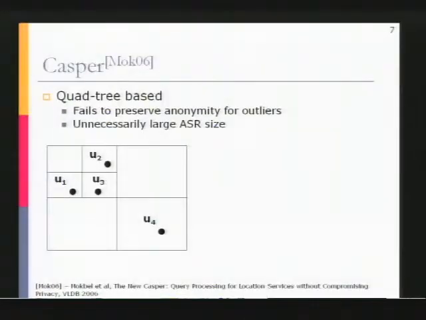I will now move on to discuss specifically a few methods. We have seen the architecture that is used, and we will only look at the part which happens at the anonymizer. So we want to know exactly how the ASRs are built. The first paper that I'm going to introduce is Casper, the first method. This is a VLDB 2006 paper.